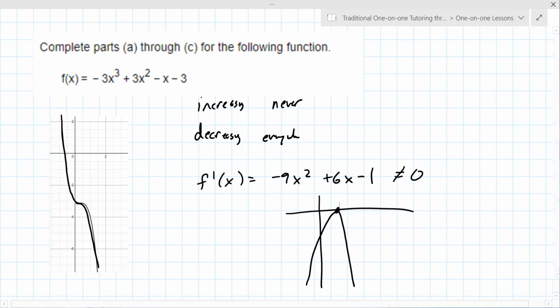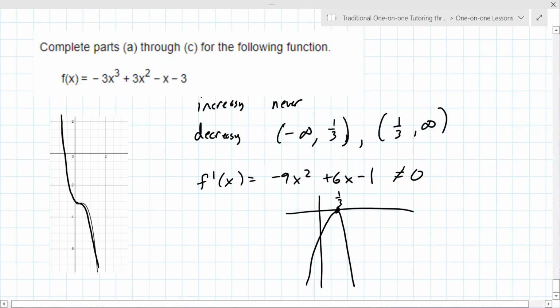Now we have to be careful here. There is a critical point there. So it's not that it's decreasing everywhere. It's decreasing from minus infinity to 1/3, and from 1/3 to infinity. So it does not include that place where it kind of looks like it switches. Okay, and to be clear, for part A, we're choosing C. Yes. Okay, with this interval.